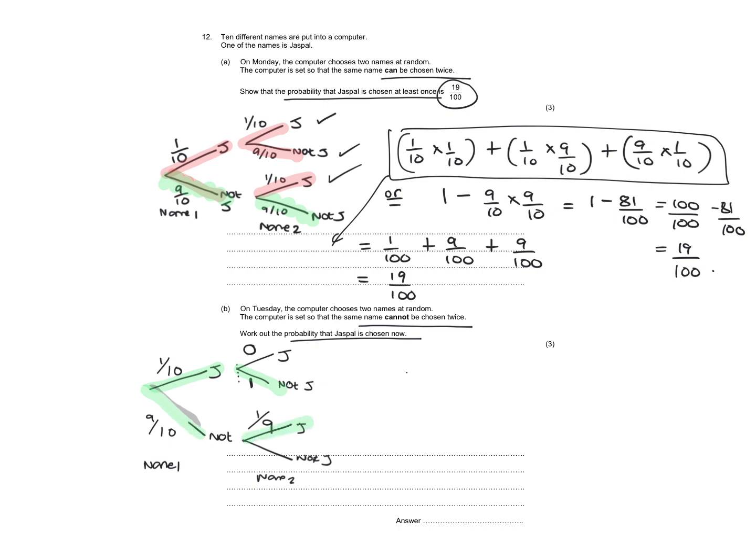So the calculations are 1/10 multiplied by 1 for this path, plus 9/10 multiplied by 1/9 for the second pair of green branches. So that comes to 1/10 plus 9 over 90. So we need a common denominator here, and we can actually simplify the second fraction. So it's 1/10 plus 1/10, which of course is 2/10 or 1/5 if we simplify the probability down.